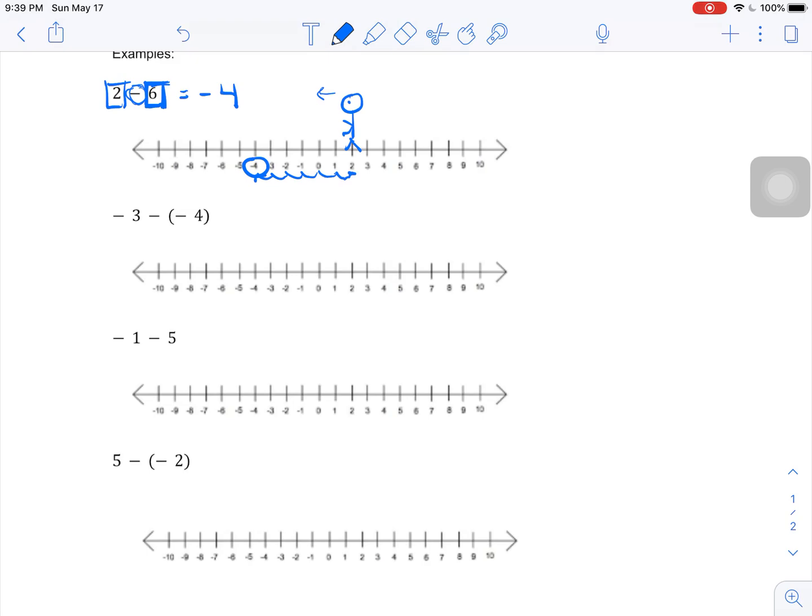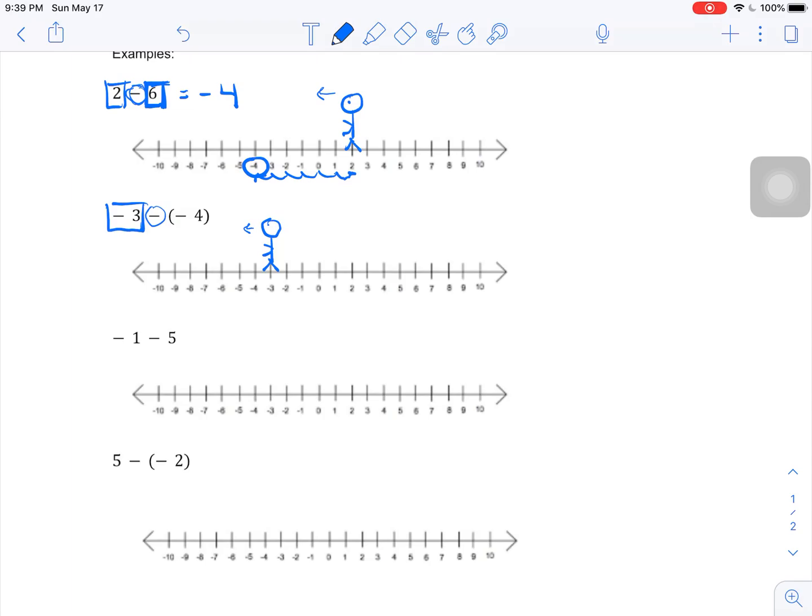Let's look at some other examples just to give you some good examples in your notes and get you in the groove with how subtracting works. So again, here's our subtracting symbol. This is our starting position. And because we're subtracting, we want to face the negative, subtraction direction. So we're going to put our guy at -3, and we are going to face to the left, the negative direction.